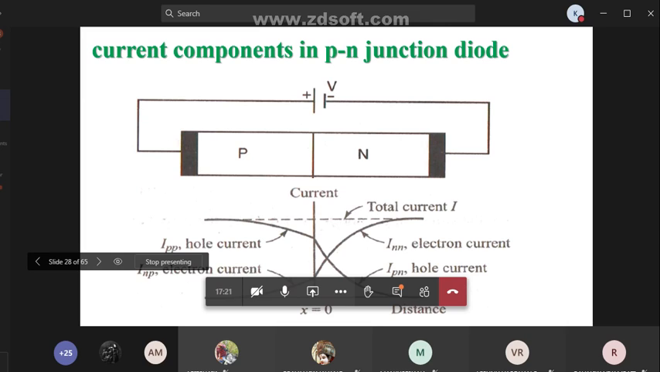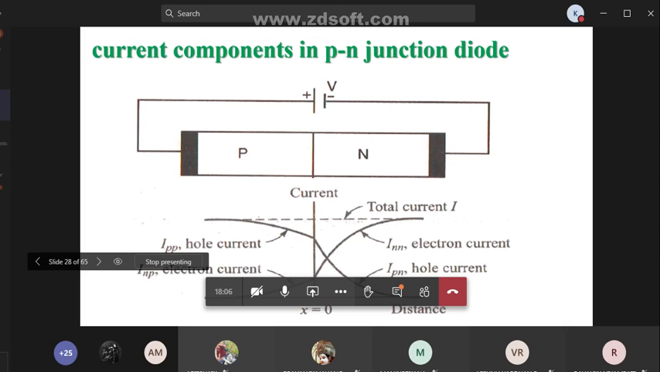The minority carrier current is due to the flow of minority charge carriers, right? In the p-type material the electrons are minority carriers, so INP, the electron current in the p-type material, is the minority carrier current. Whereas in the n-type material we have two currents: INN, the electron current in the n-type material, and IPN, the hole current in the n-type material. Clear?